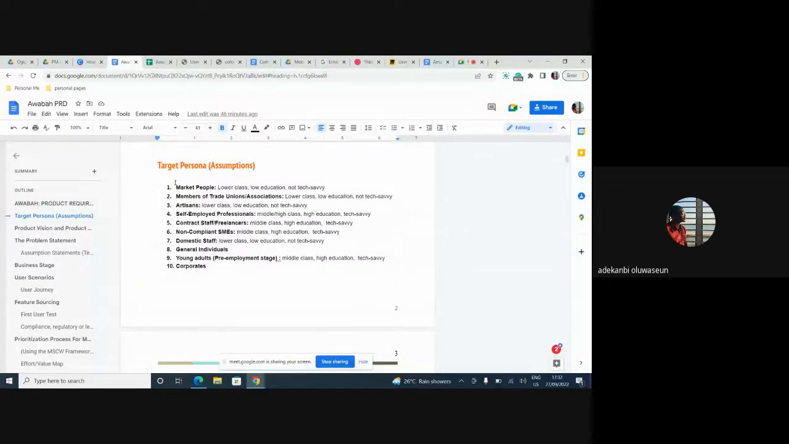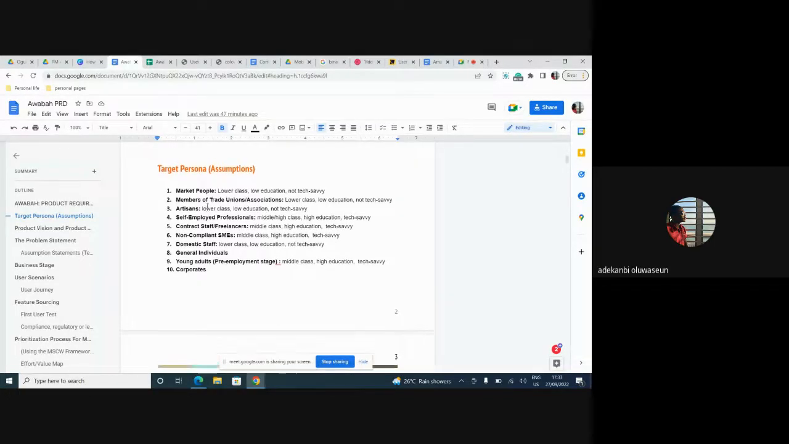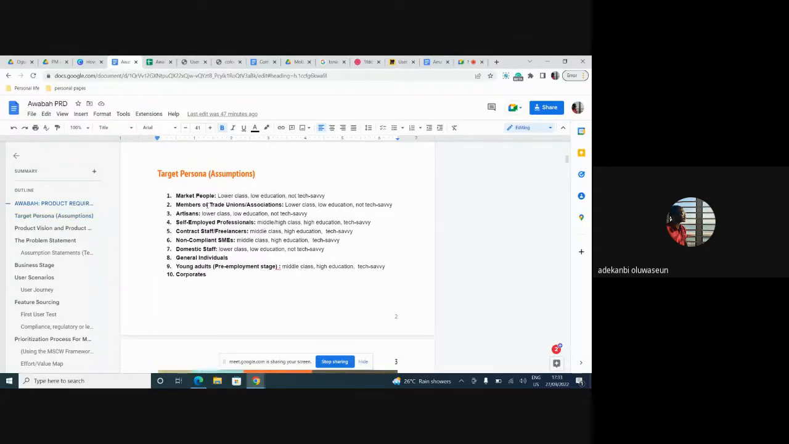We looked at the personas. Who are we building for? Like I told you, the personas are the most important people for what you're building.